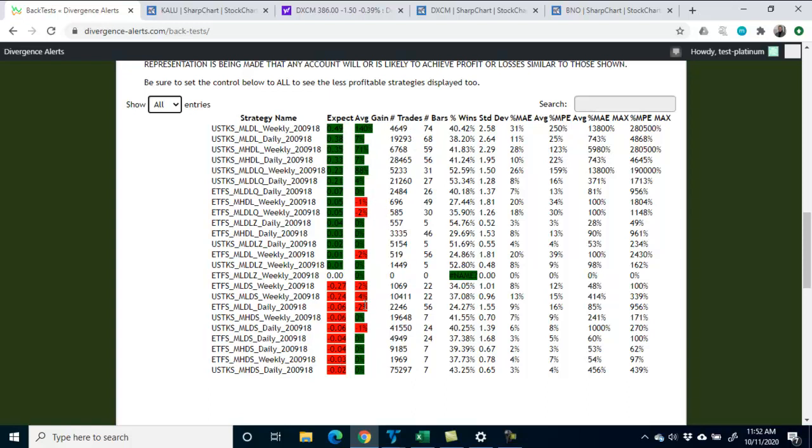And when I last ran these was September 18th of 2020. What was doing well at that time was the MACD lines divergences on the weekly chart of US stocks. So there's a reason why I go after that. The average gain was 140%. This includes open trades and a positive expectancy.